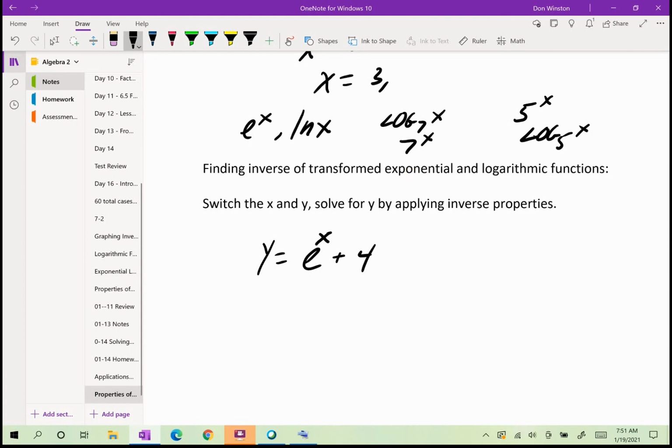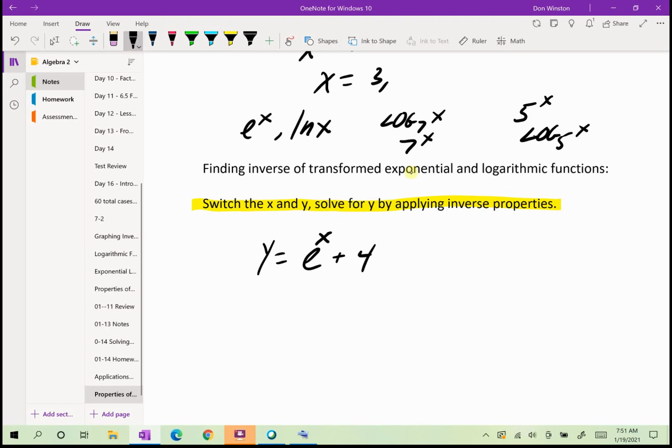But what happens if we have y is equal to e raised to the x plus 4? What is the inverse of that function? Well, we'll find the inverse of that function. In order to do so, this is what we do. We switch the x and y and solve for y by applying inverse properties.